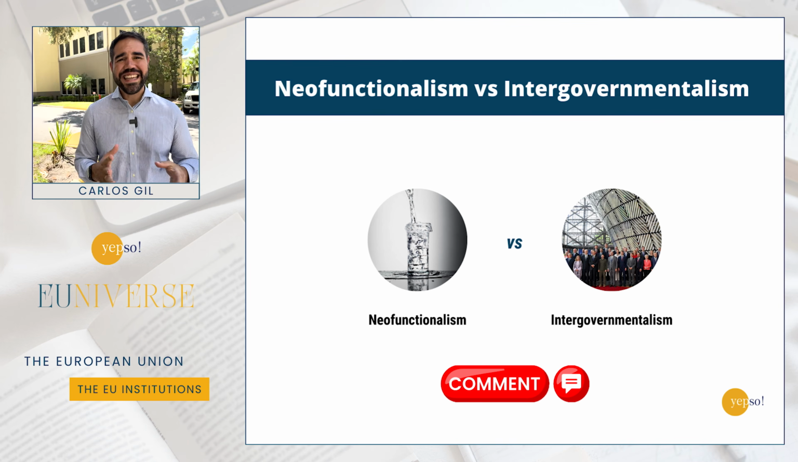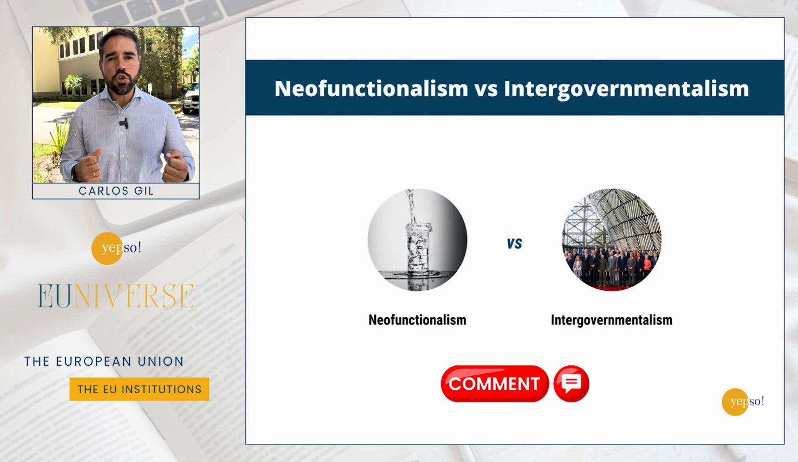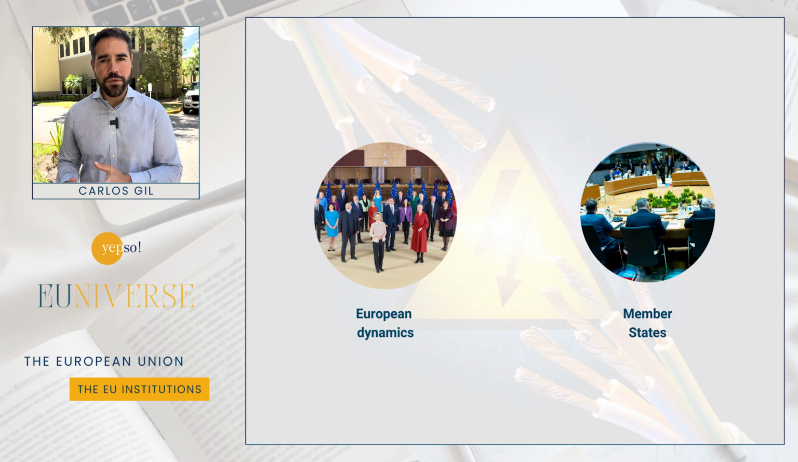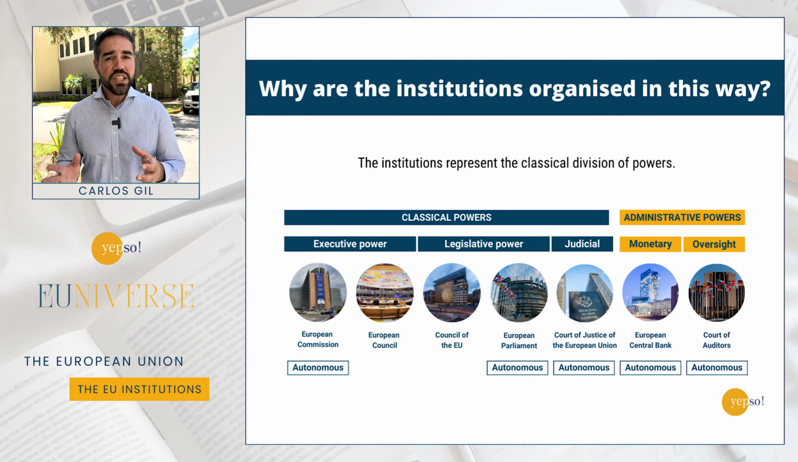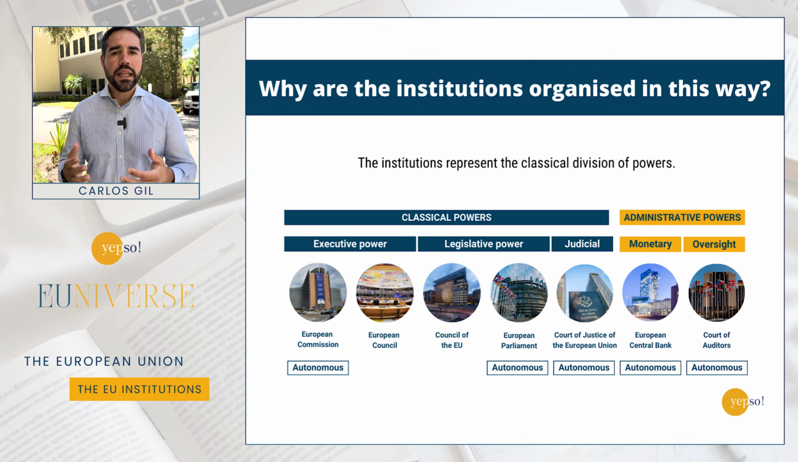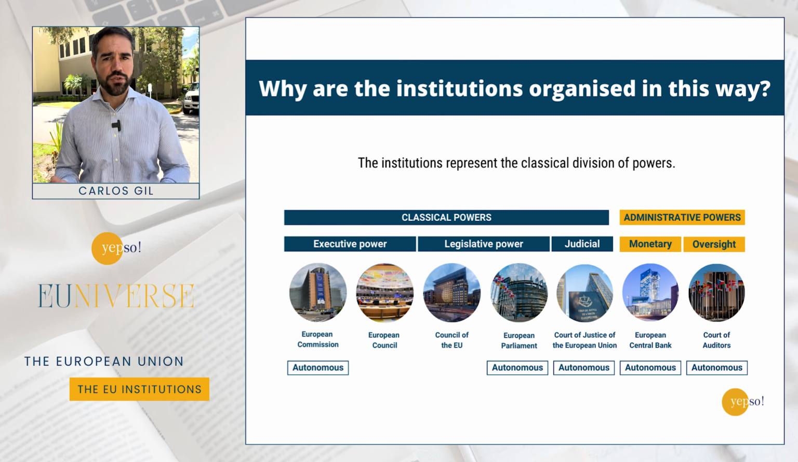As I was saying, a key dimension is that the EU lives in constant tension between the power of its institutional dynamic and the power of the member states. That is why it has organized itself with institutions that represent spheres of power we can, in a sense, call autonomous, such as the Commission, the Parliament, the Court of Justice of the European Union, the European Court of Auditors, and even we can say that the European Central Bank.